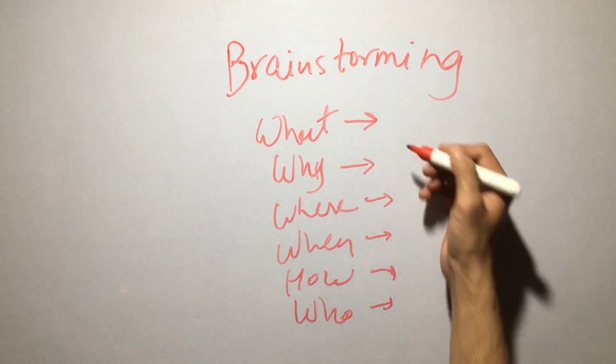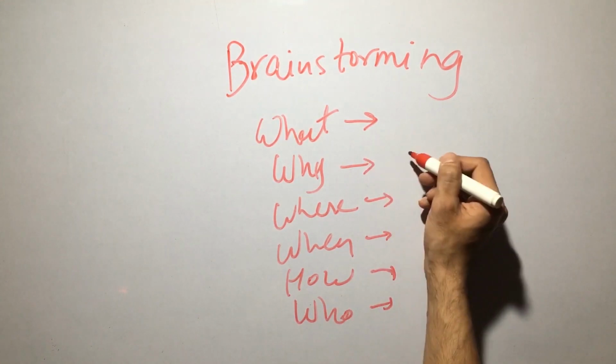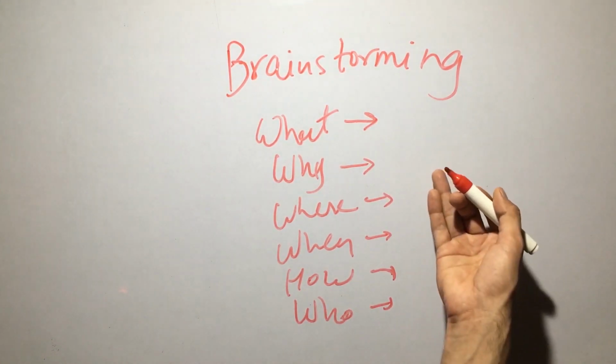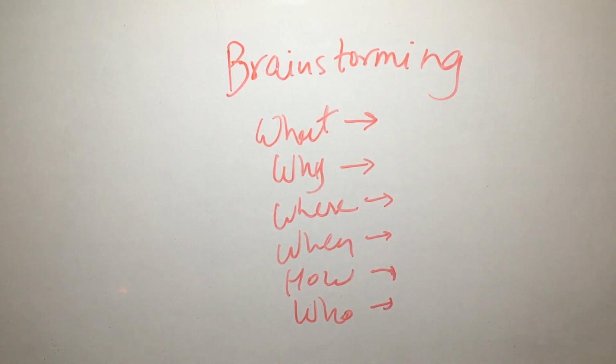Right? For example, what was the seminar about? You write the seminar's name, or whatever it was about. Why was the seminar being organized, or why did you go there in the first place? Where was the seminar organized? When was it organized? How was the seminar overall? And with whom did you go?